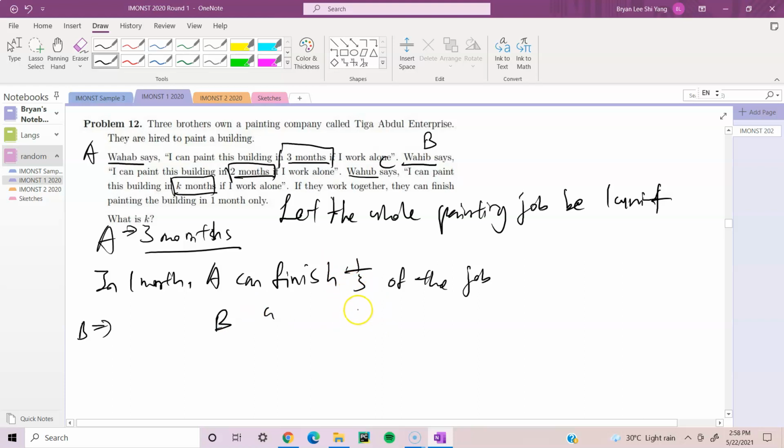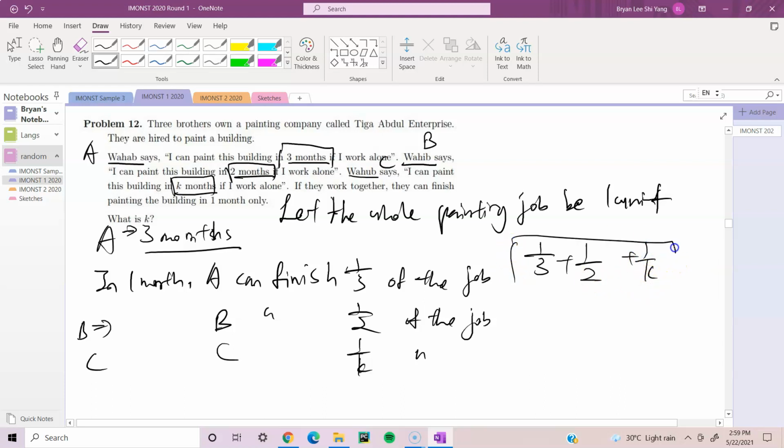It means that in 1 month he can finish half of the job. Okay, so C can finish this building in K months. So C in 1 month can finish 1/8 of the job, right? So we see that in 1 month, A can finish 1/3 of the job, and then B can finish 1/3 of the job, and then C can finish 1/8 of the job.